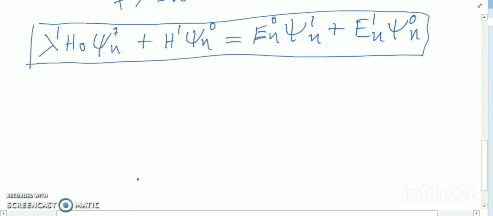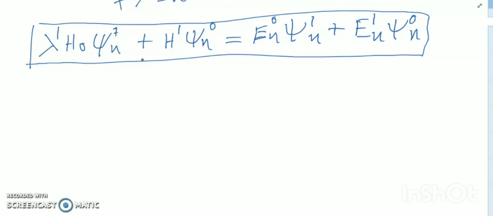Now, since we are going to be dealing with normalized states, this should be equal to 1. Our goal, or our target, which is E n1, will be isolated, and that's why we want to use this trick. And of course we want to use the bra-ket notation, bra psi n0.